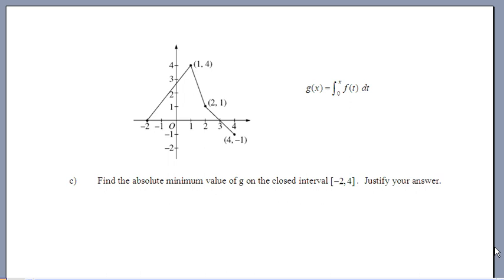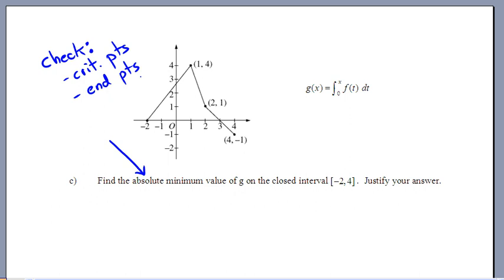It says, let's find the absolute minimum value of G on this closed interval, and then you have to justify your answer. Well, if I'm going for the absolute min or max on a closed interval, I know there will be one there. The extreme value theorem says there will be one. I know my plan for doing absolutes: I'm going to check critical points, and I'm going to check my endpoints. That's what I have to find.